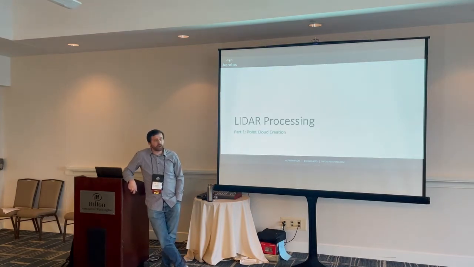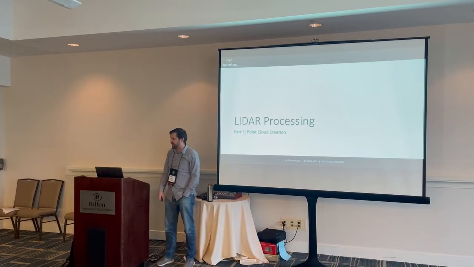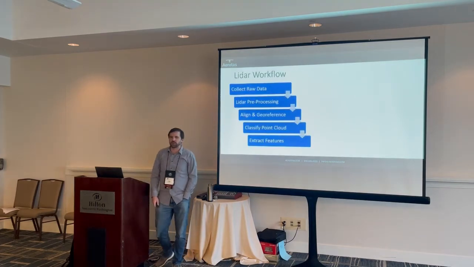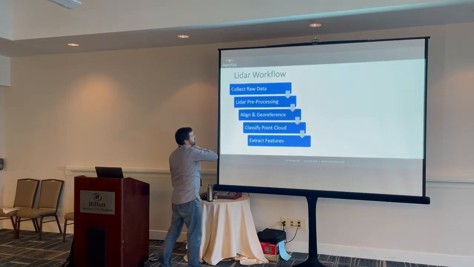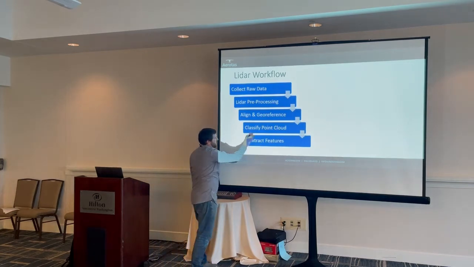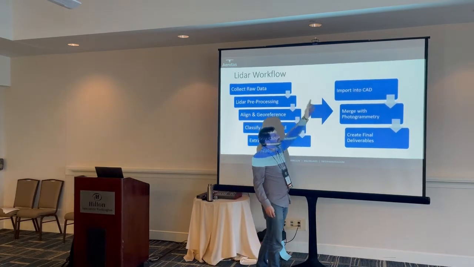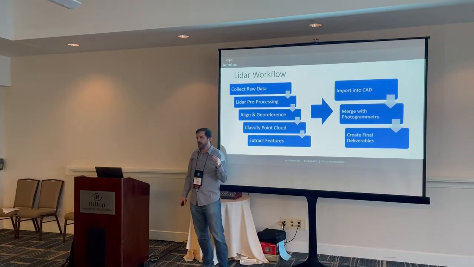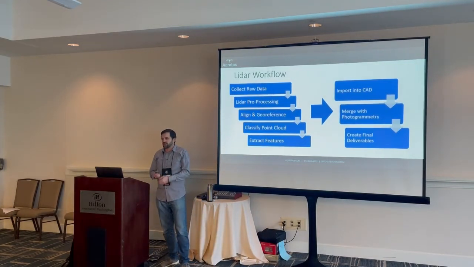All right, so now we can get into the details of the actual Lidar processing. You've seen this kind of slide before. You start with these five steps: raw data, pre-processing, align and geo-reference, classifying your point cloud, and then extracting your features. From there you go into the final steps: getting it into CAD, merging it with photogrammetry data, and creating the final deliverables. So let's start with step one.